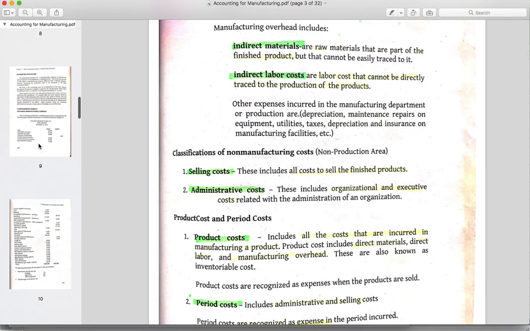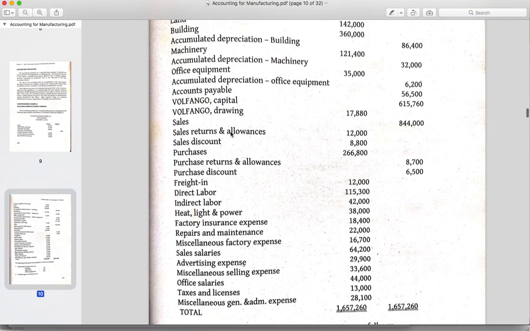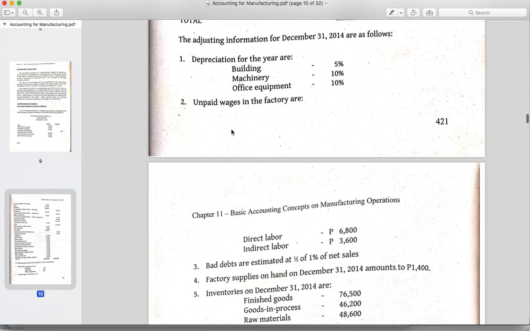Ang gulo na. Sorry ha. Okay. Unpaid wages. Mamaya na nga lang natin i-check para sabay-sabay. Unpaid wages in the factory: direct labor 6,800, indirect labor 3,600.